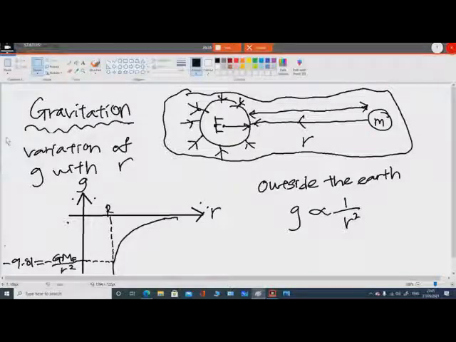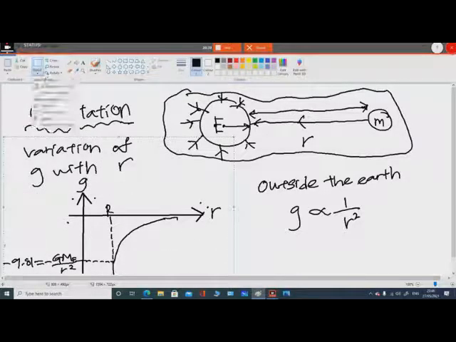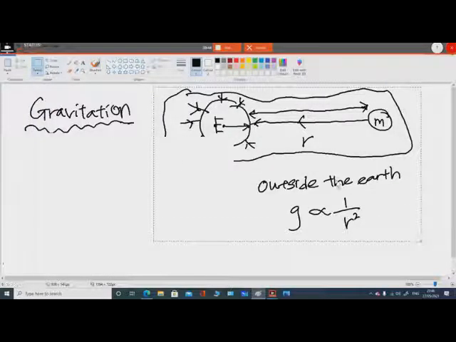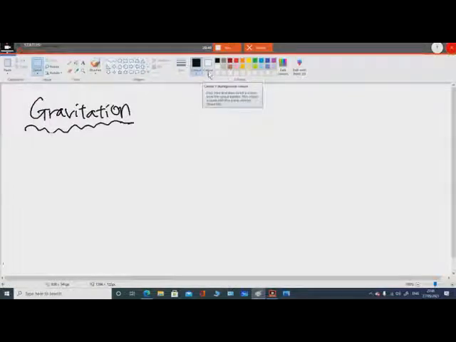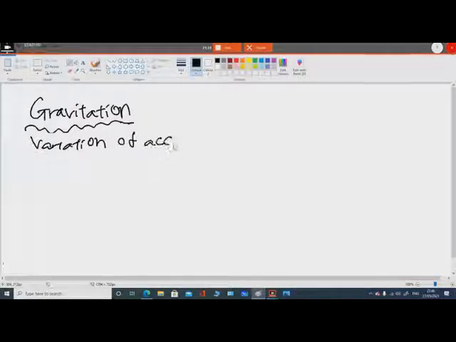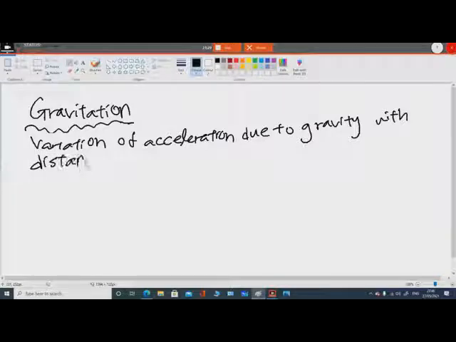Let's move to the next part. We're still on the variation of acceleration due to gravity with distance, but this time from the center of the Earth.